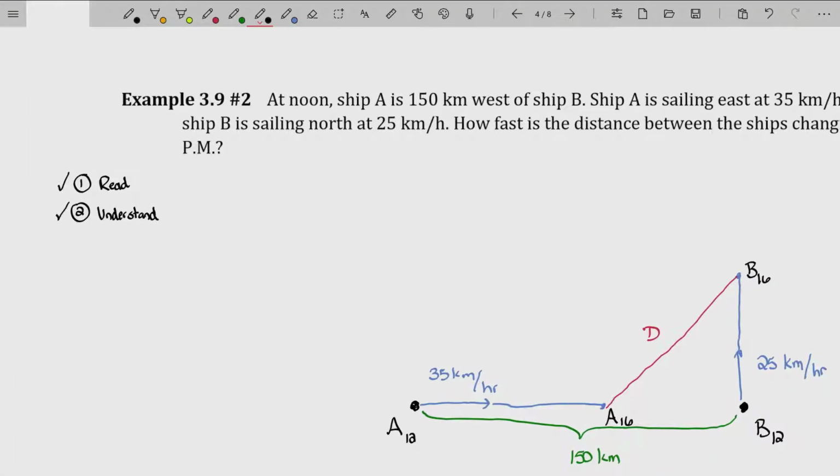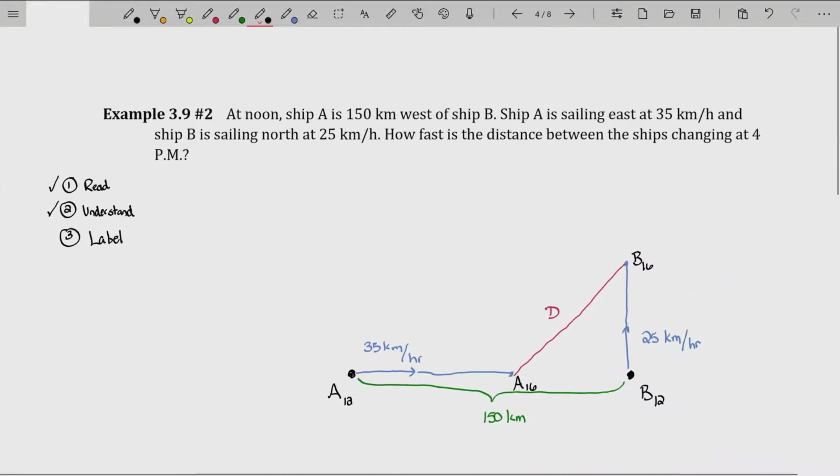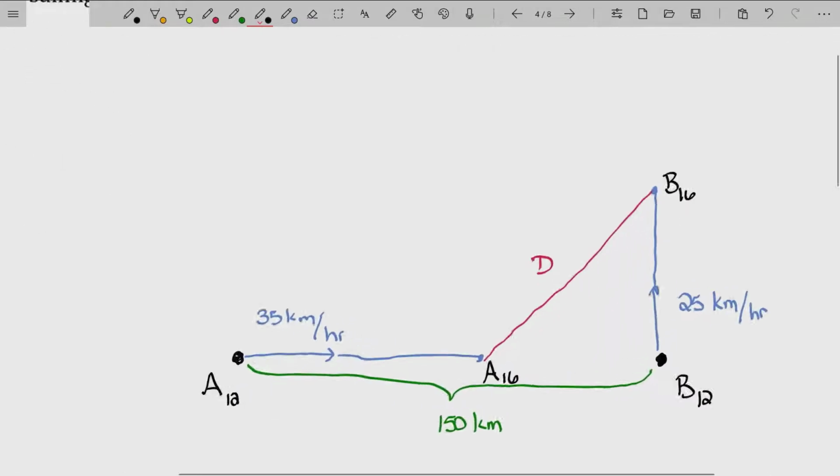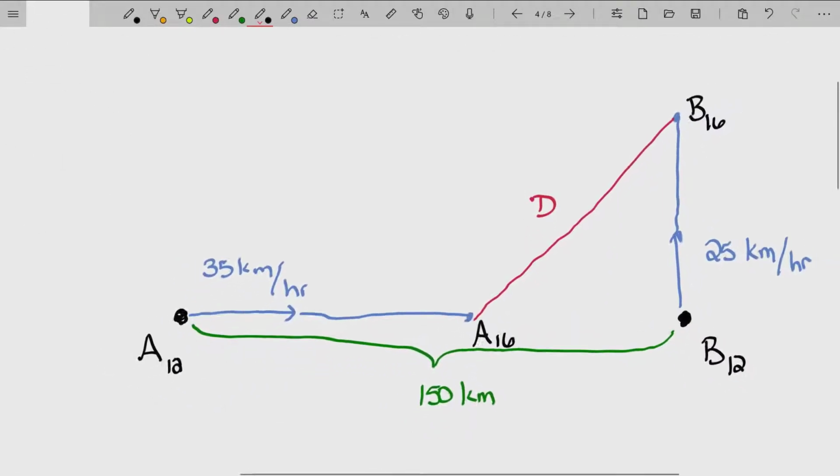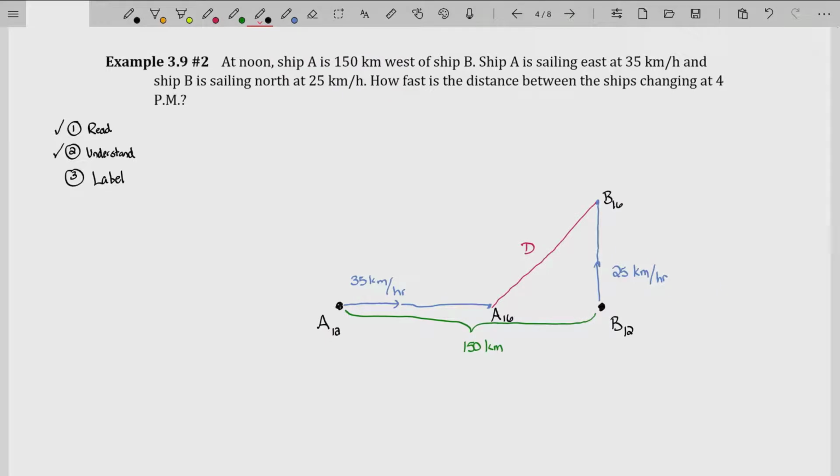The next thing I need to do is label. And this is labeling things that have been given and labeling things that I want, things that I don't know. I find it's often easier right after doing this first step of drawing a picture. I find it's often much easier to label what I want than what I have. So what I want to know is how quickly D is changing. So I want the derivative of D with respect to time when time is equal to 1600. Or basically when it's 4 p.m.